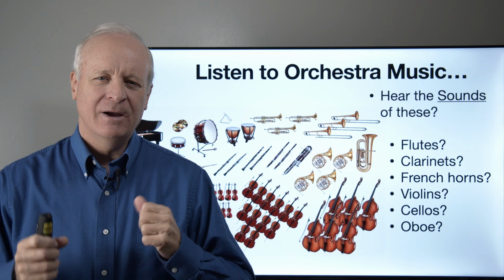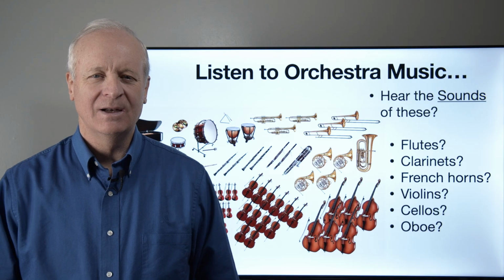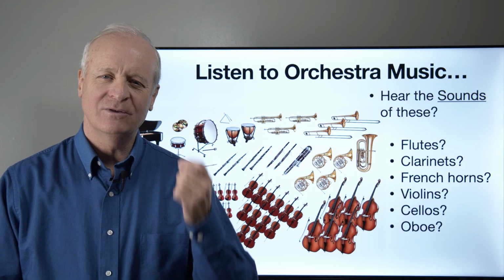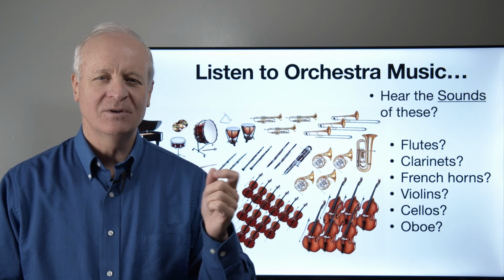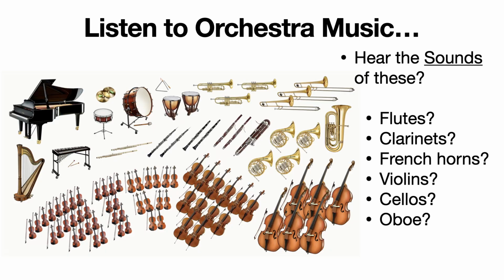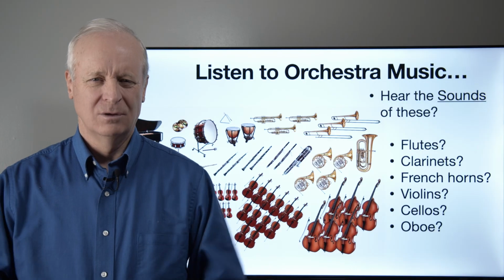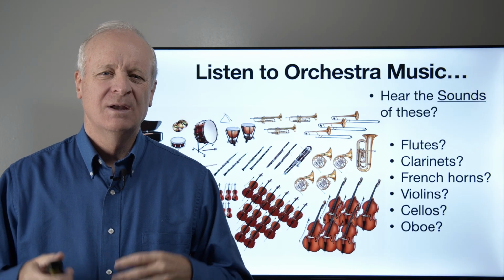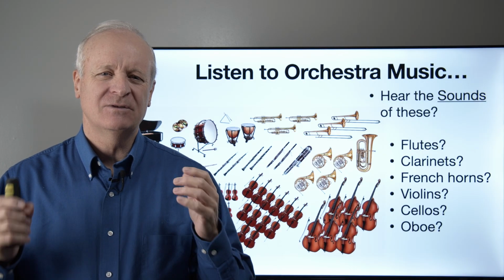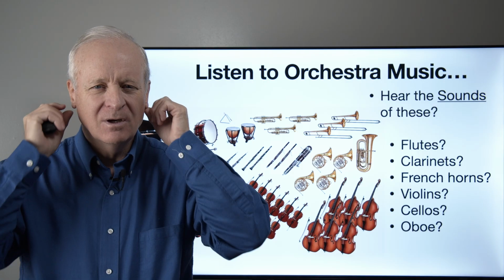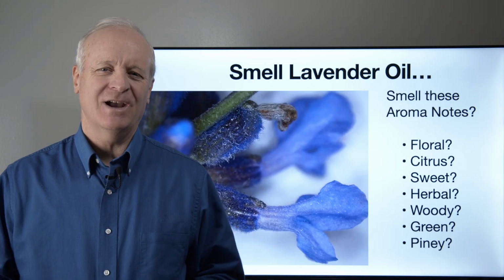So here's a little bit of homework assignment. I'd love to have you listen to a piece of orchestra or symphony music and see if you can pick out with your ears something that has a light note like a violin, something that has a medium note like a cello, something that has a heavy note like a French horn or bassoon. See if you can pick out some of these sound notes in your ear. And remember, they're just like the essential oils.